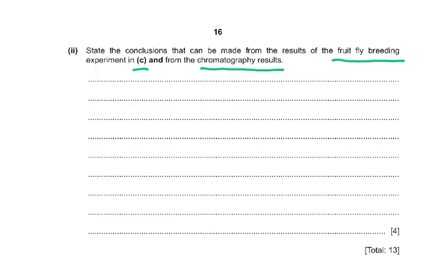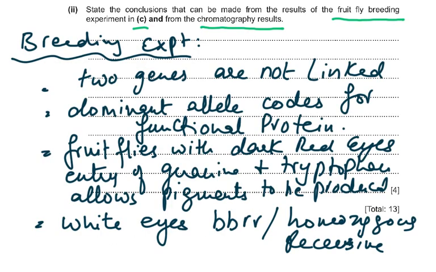So for these conclusions, you have to be very careful in answering, because you have to talk about the breeding experiment, 2 points for the breeding experiment and 2 points for the chromatogram. So in the breeding experiment, you could have given me these points. The breeding experiment told us that, because we're getting the 9331 ratio, they are not linked genes. Otherwise, you won't have got this ratio. Then the dominant allele codes for the functional protein. Fruit flies with dark red eyes, entry of guanine and tryptophan allows the pigments to be produced. And the white eyes must be the homozygous recessive. This is, of course, what we learned from the breeding experiment.